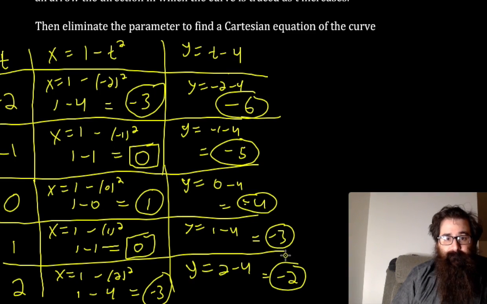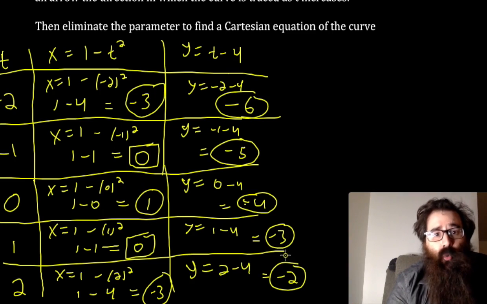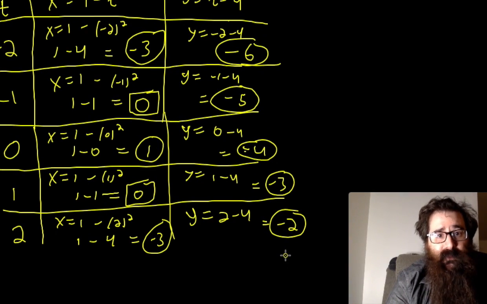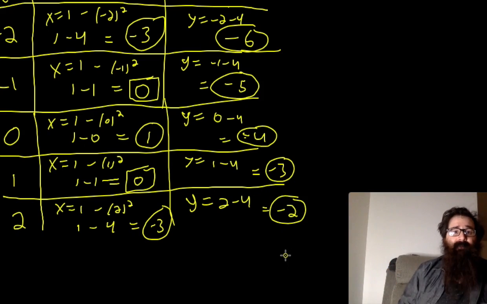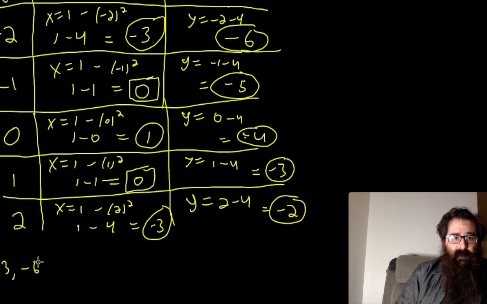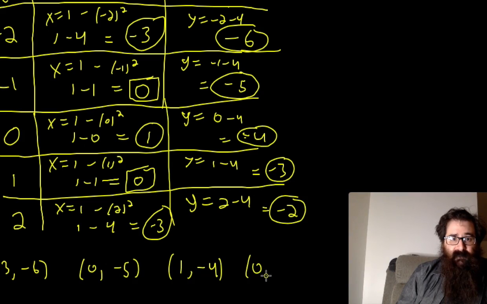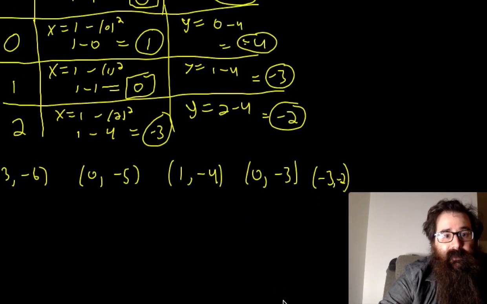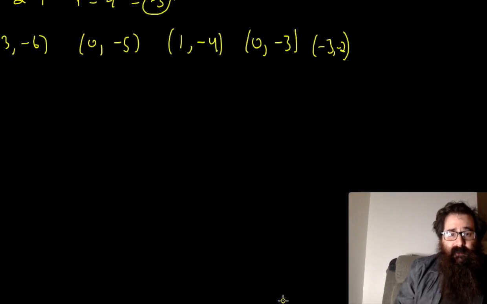So here I have these ordered pairs. Once I have the table, I don't really need to consider what's going on with t anymore. I can think of these as ordered pairs x comma y. So I have the points negative 3, negative 6; 0, negative 5; 1, negative 4; 0, negative 3; and negative 3, negative 2. And I'd like to get some visualization for how this is going to look.